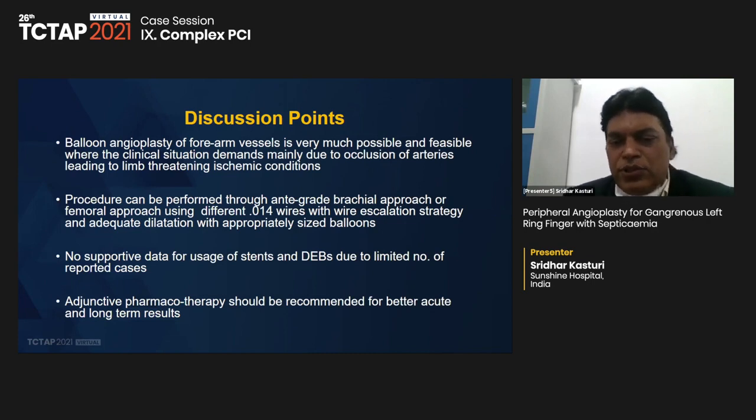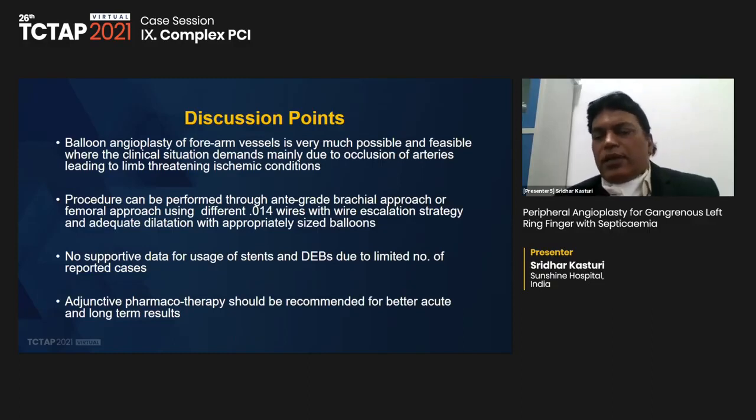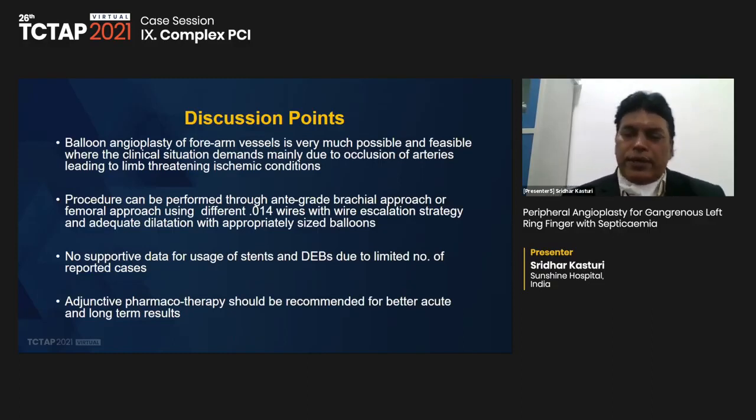Adjunctive pharmacotherapy should be recommended for better acute and long-term results. That is very, very important. If atheroma is there, adequate antiplatelets. These are all very, very important. Suppose the patient is having atrial fibrillation, or thrombus is there, adequate anticoagulation to prevent such events is very, very important. Hypertension control and control of the risk factors are very, very useful in maintaining the long-term patency of these vessels.